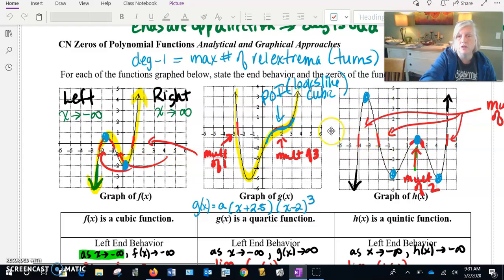And then if you take a look over here, where it's crossing and looks like a cubic, remember the double zero looks like a parabola, the singles look like lines, and the crossing with the triple zero, multiplicity of 3, looks like a cubic. Hopefully that gives you an idea that when we're looking at the graph, we can determine the multiplicity simply by looking at the graph.